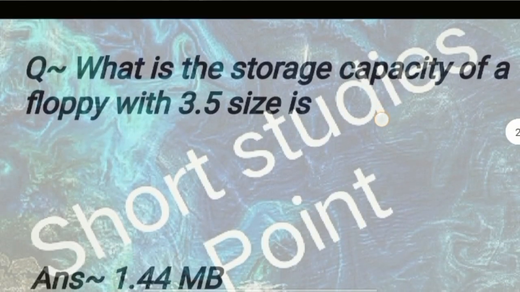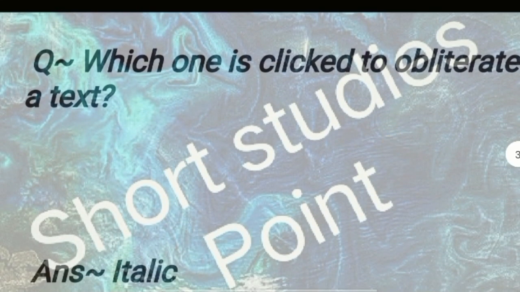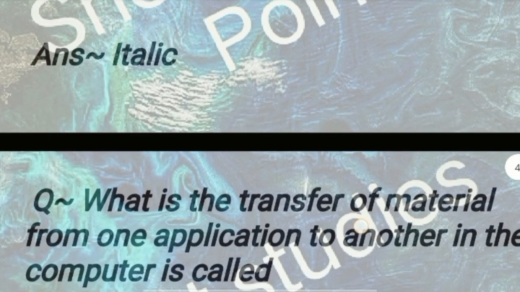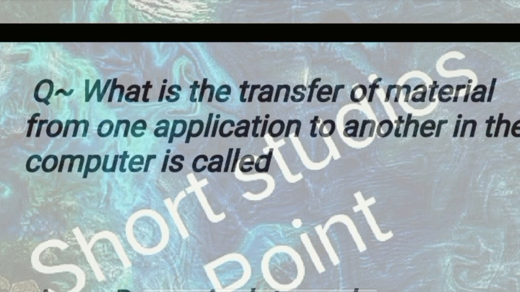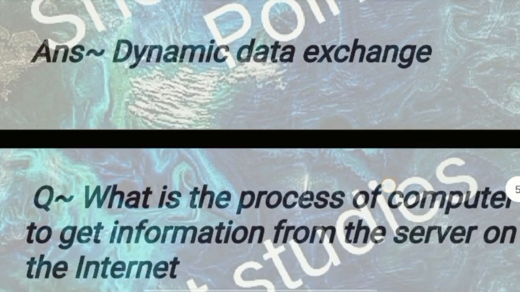Next question: What is the storage capacity of a floppy with 3.5 size? Answer: 1.1 MB. Next question: Which one is clicked to obliterate a text? Answer: italic. Next question: The transfer of material from one application to another in the computer is called what? Answer: dynamic data exchange.